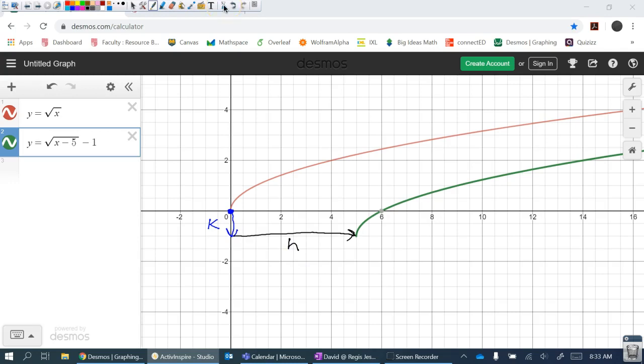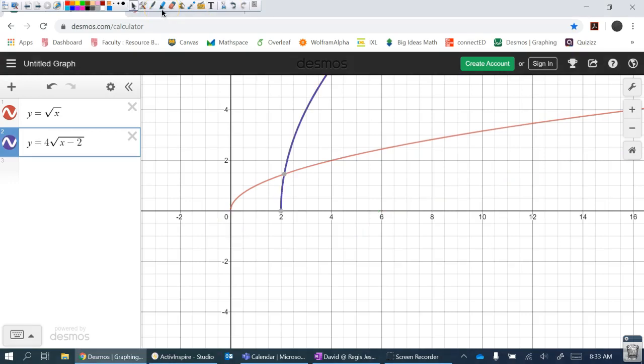Let's combine that with a vertical stretch. Now the blue curve, f of x equals 4 times the square root of x minus 2, has no k value, but it does have an h value, which means that we have a horizontal shift. And that horizontal shift in this case, well, h is positive 2, which is why we have x minus 2, which means we've shifted over positive 2 units, or 2 units to the right. That's our h value. Now clearly this blue curve grows a heck of a lot faster than the red curve. In fact, it should grow 4 times as fast.